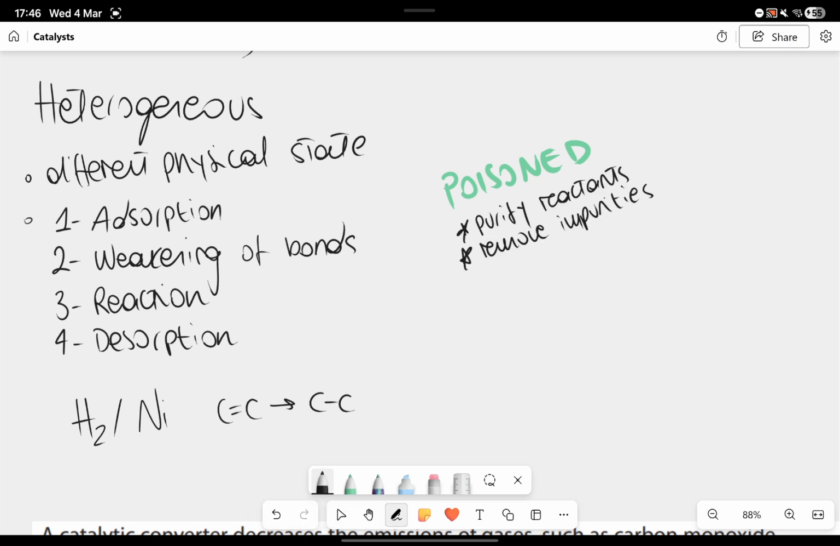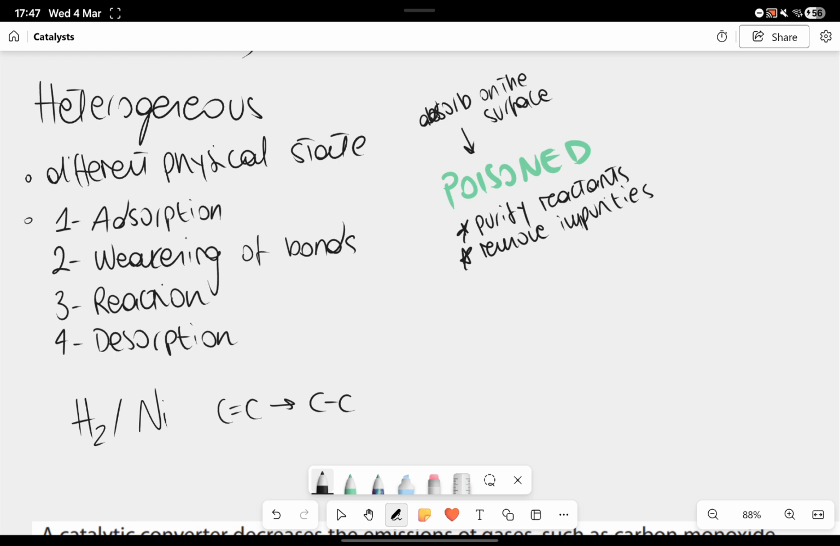And by the way, why do they become poisoned? Because impurities bind, so they adsorb actually this time, more strongly on the surface, so that there are fewer active sites available for the actual reaction. So remember, how can we decrease the chances of poisoning or increase the effectiveness?